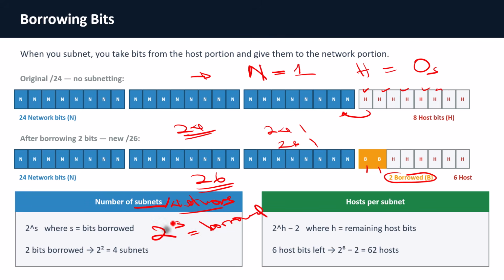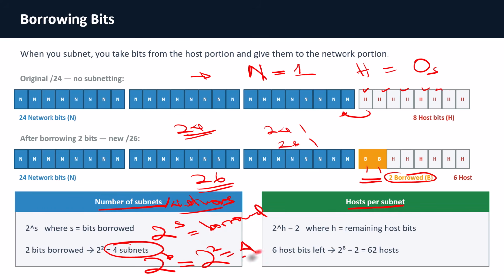The s can be b, it can be any letter of your choice, but just remember that when we are determining the number of subnets, our formula is 2 to the power the number of borrowed bits. In this example, we have borrowed 2 bits, that means we shall create a total of 4 subnets.